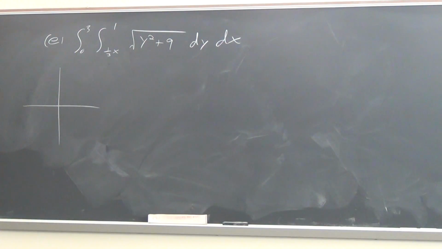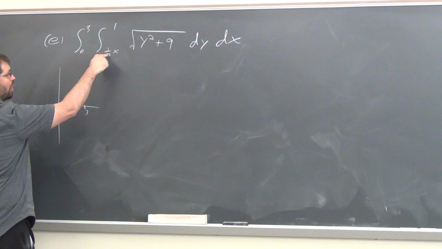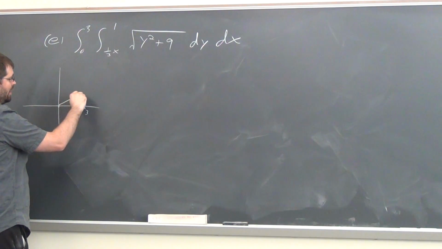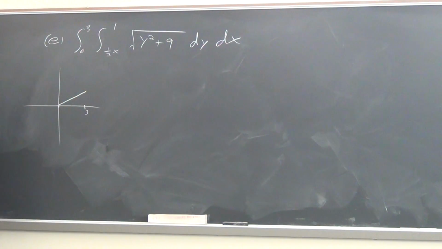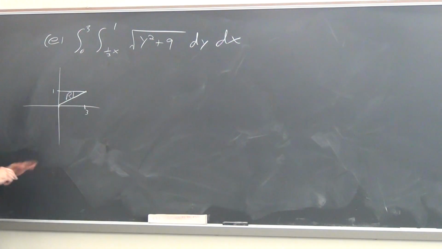So what's this region look like? The x's go from 0 to 3, and then the y's go from, well, what is y equals 1/3 x? That's just a straight line, right? So you get a straight line like this. And so the x's go from 0 to 3. Where do the y's go from? From this line to 1, right? And so 1's up here. We're going from here to here. So our region is this region above there, right? So you have to pay attention to which triangle, which piece of that rectangle you end up using.